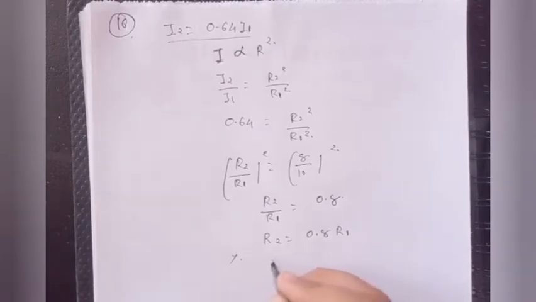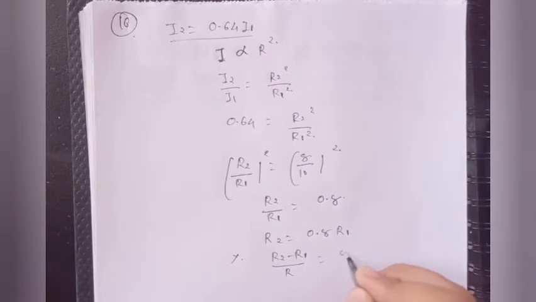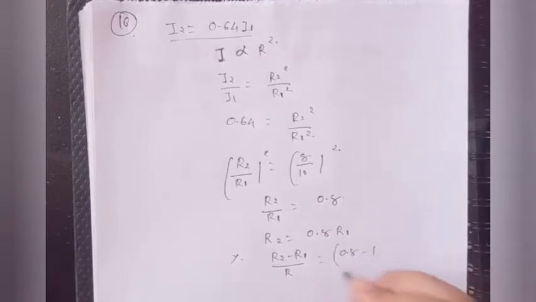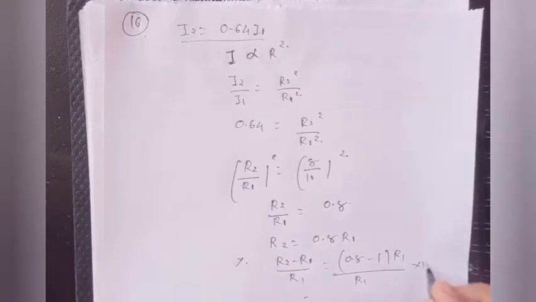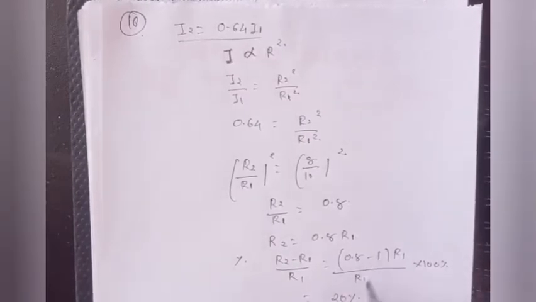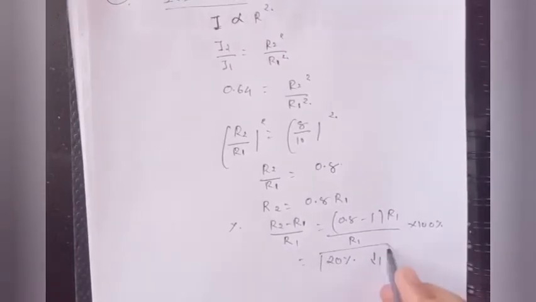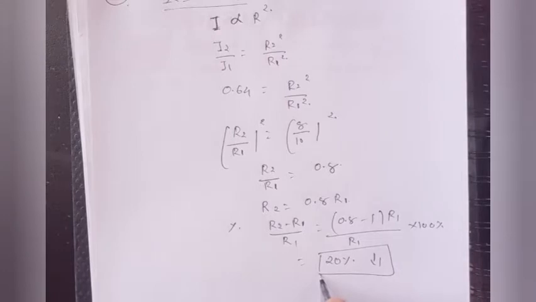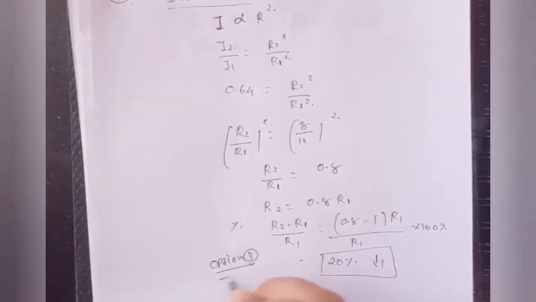So percentage change can be found as (r2 minus r1) upon r1. That is (0.8 r1 minus r1) upon r1 into 100%, that is 20%. It is negative, so it is decreasing by 20%. So radius of gyration is decreased by 20%. So option 3 is the correct option.